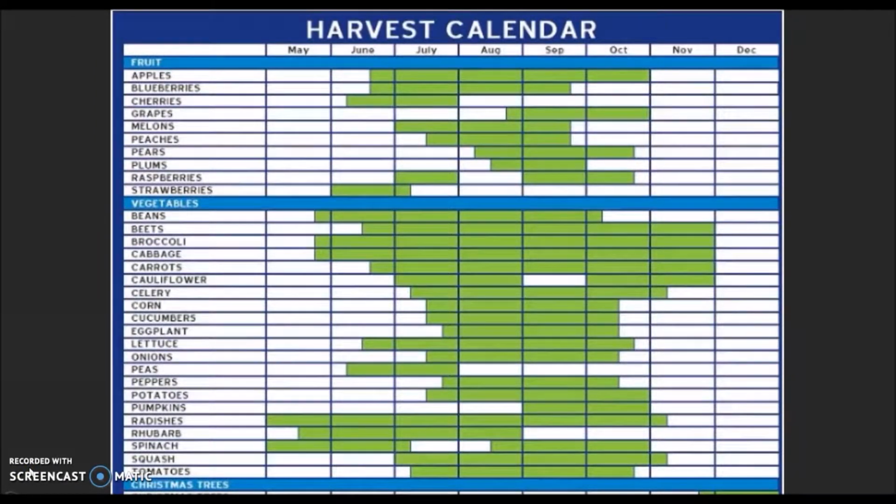This is an example of a seasonal calendar showing the best times to harvest different fruits and vegetables during the year.